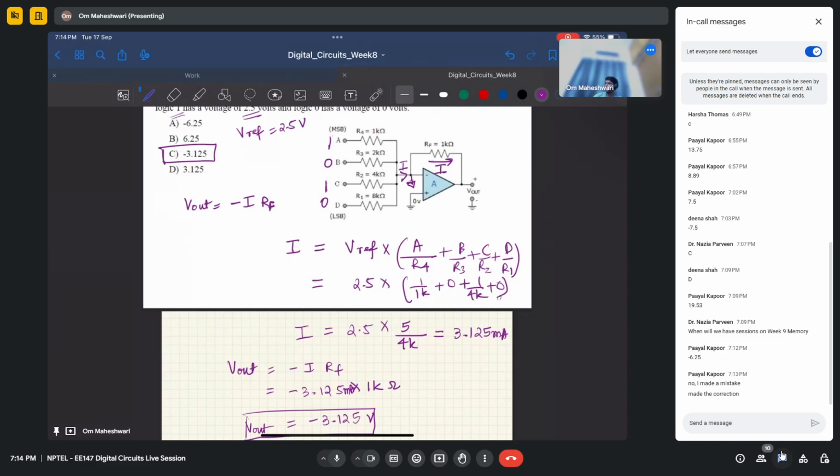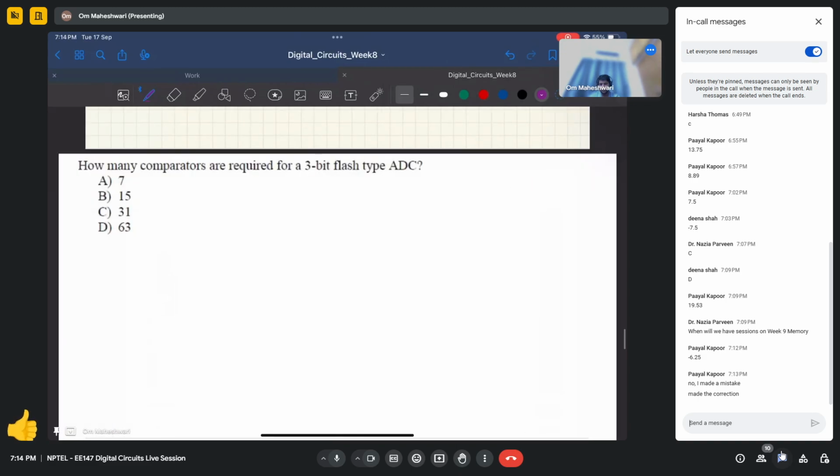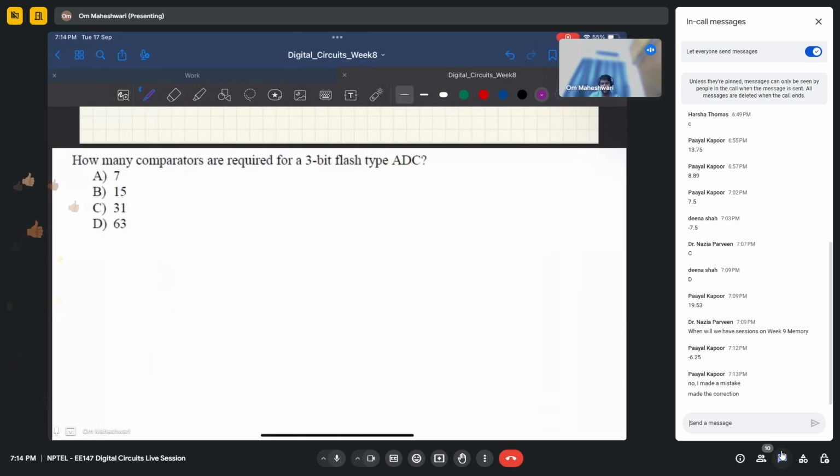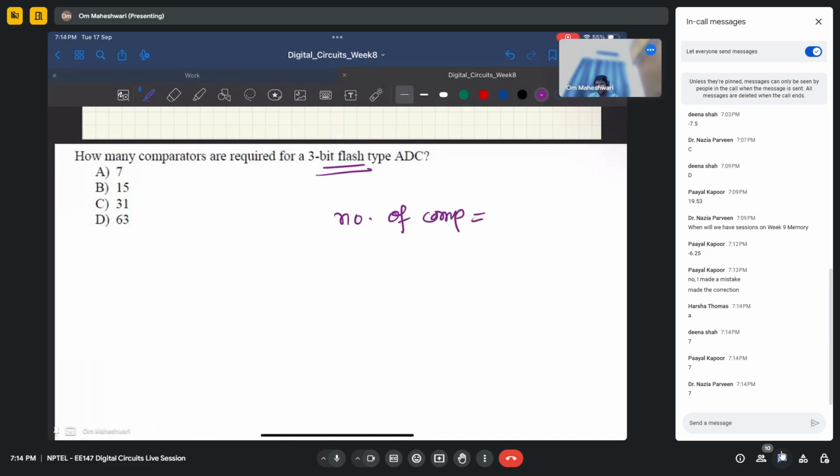So next one. How many comparators are required for 3-bit flash type ADC? So this we have seen many times. Flash type ADC, number of comparators is 2 to power n minus 1, which is 2 to the power 3 minus 1, which is 8 minus 1 is 7.